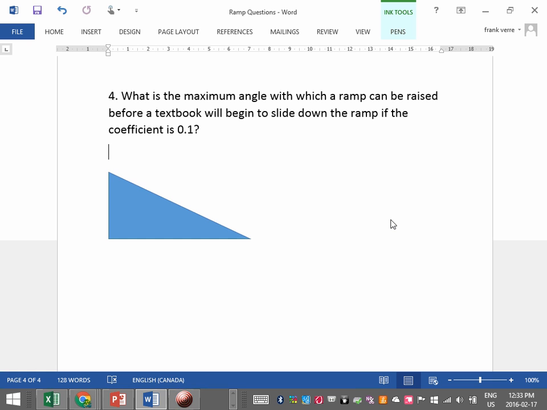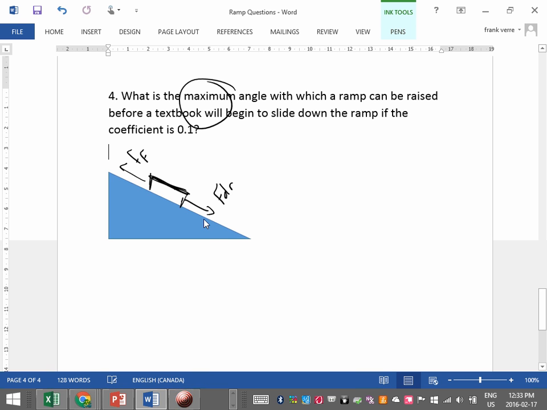We have a ramp, and we have a textbook on it. Now, if the ramp is not elevated, the textbook doesn't slide. But as we start to elevate the ramp, the textbook at some point will slide. So there's going to be a point where if there's a book on a ramp, it will start to slide because the force down the ramp will have exceeded the force of friction. But there's a maximum angle where if they're equal, if the force of friction is equal to the force down the ramp, then there's no movement.